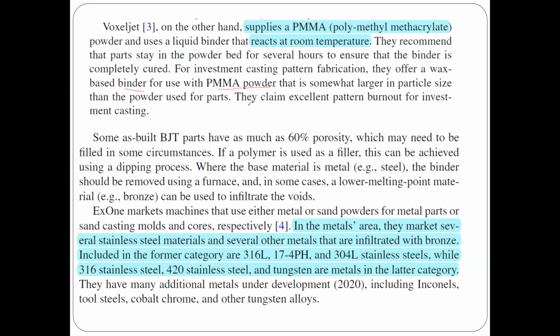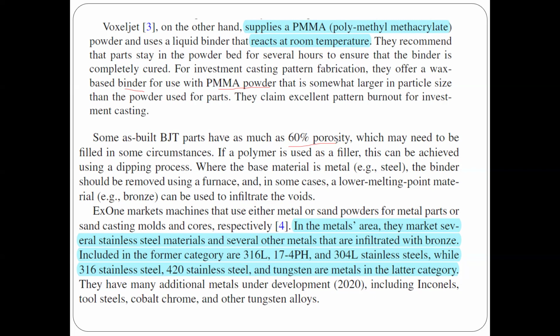This is again where many researchers are currently working, and they are proposing these new binders as well as new types of powders for certain applications. Some as-built binder jet technology parts have as much as 60% porosity. They have high porosity because the binder, when it evaporates, leaves porosity inside, which may need to be filled in some circumstances if a polymer is used as a filler, which can be achieved using the dipping process. So sometimes you leave the part inside another polymer. You keep the part there for a longer duration, and the polymer material will fill inside the actual material.